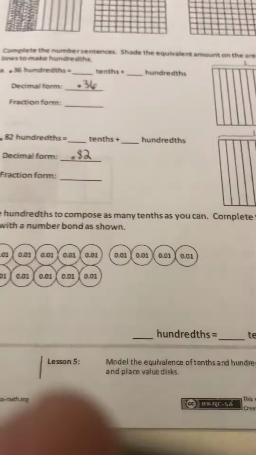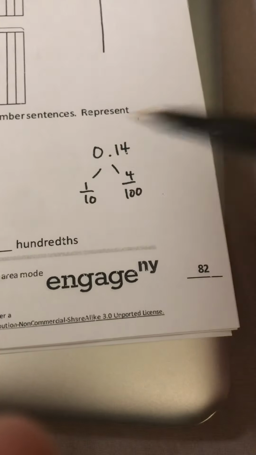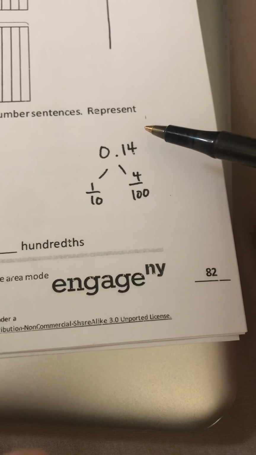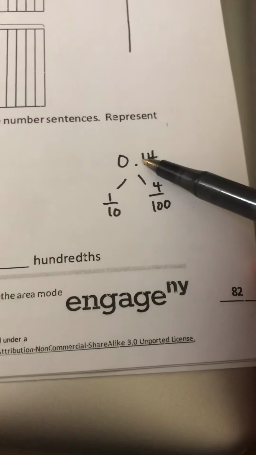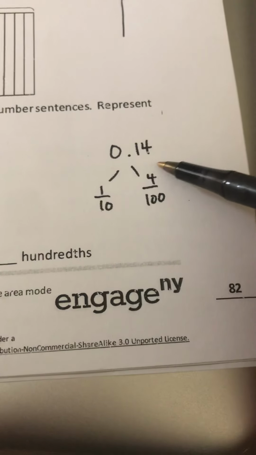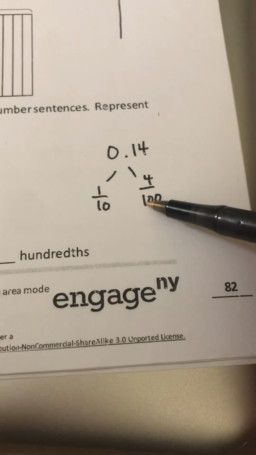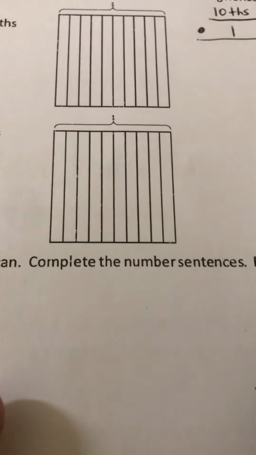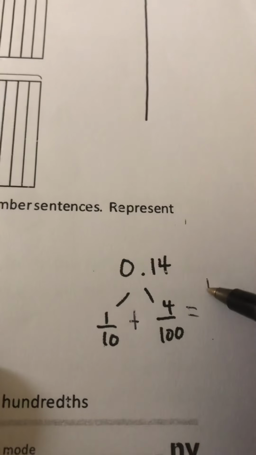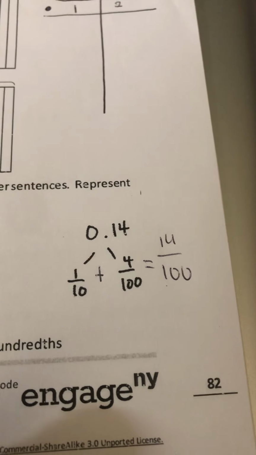And then down here, I want you to pay attention to this number bond. So they took 14 hundredths, and they just decomposed it. The 1 is 1/10, and the 4 is 4 hundredths. Those lines don't match up, but that's what they meant to do there. 1/10, 4 hundredths. They just decomposed it. So if we added these together like that, we would know this is 14 hundredths.